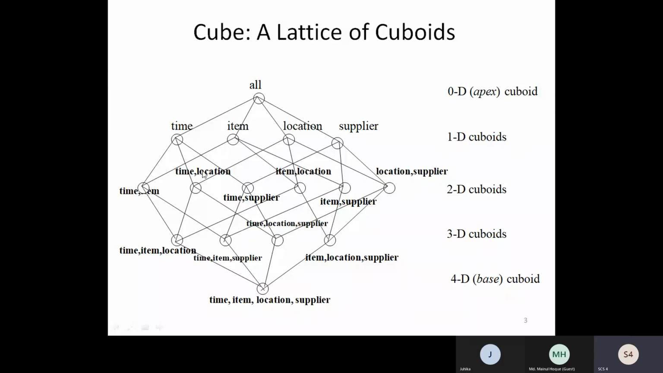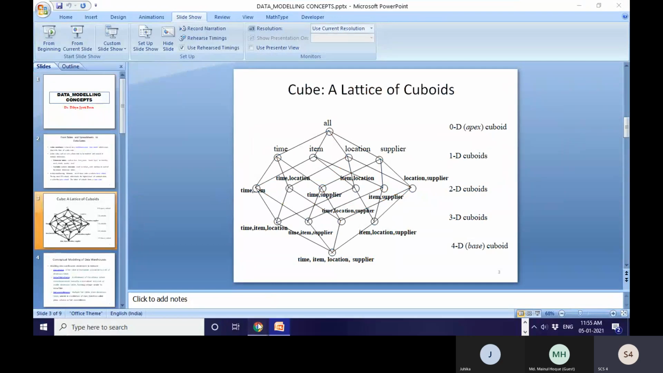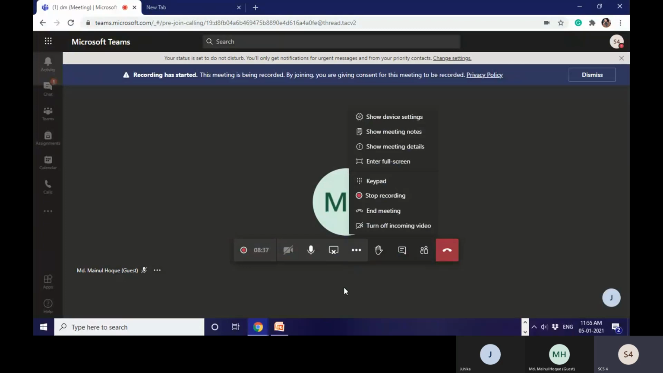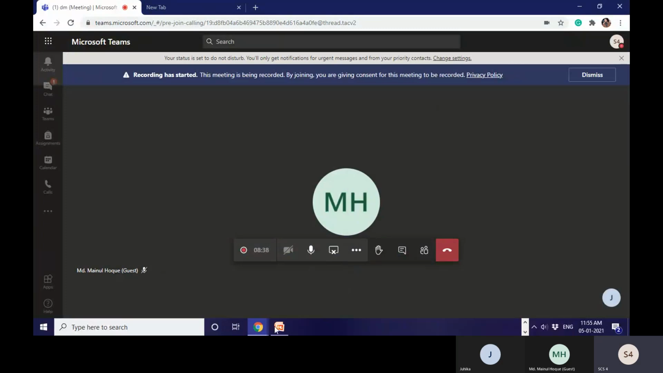Now we have combined them. I think I'm audible, right? I keep speaking, but I don't know if you can hear me. Yes, I think I am audible.